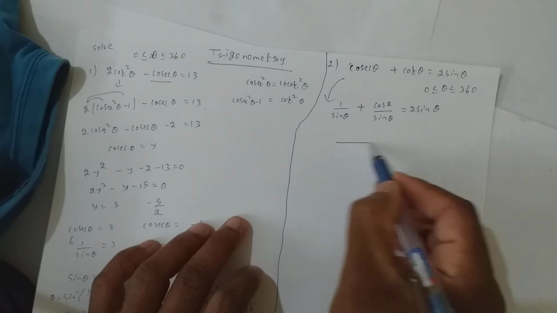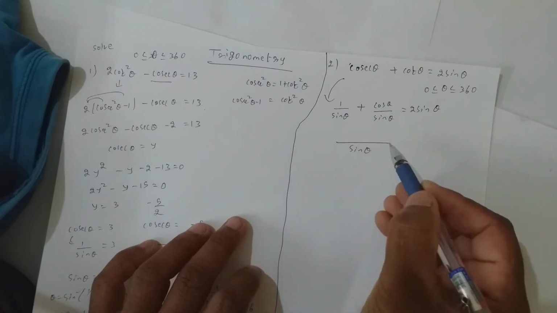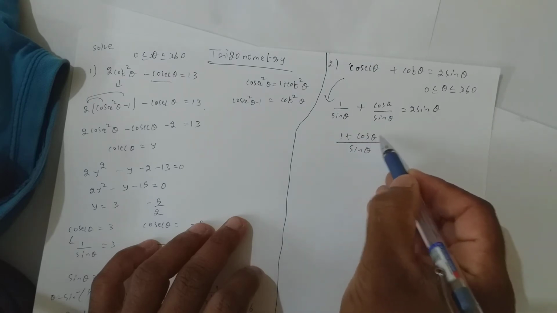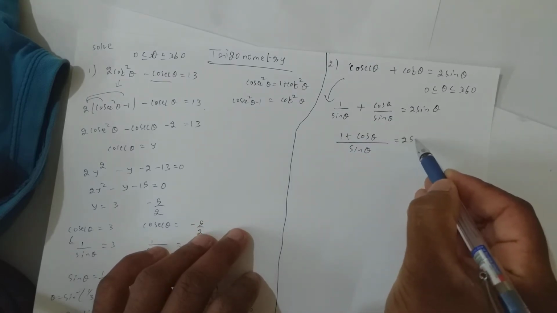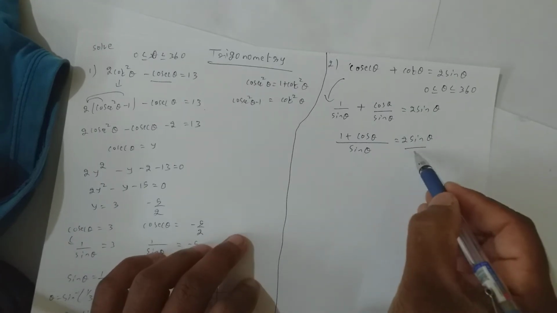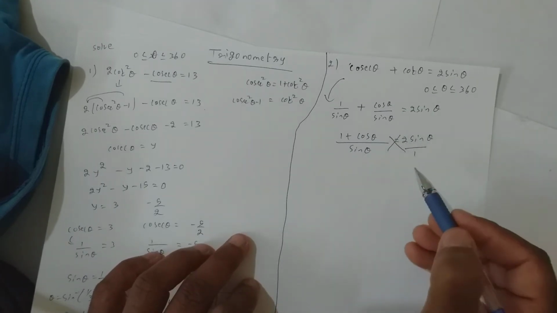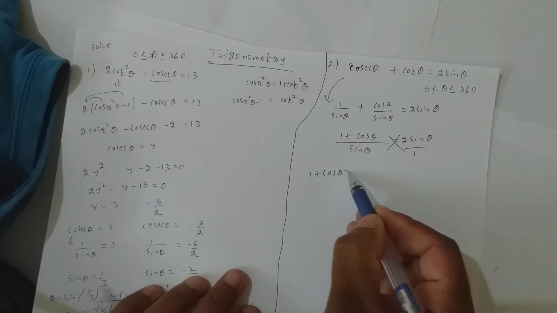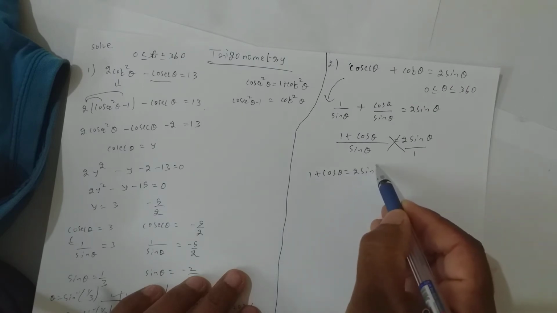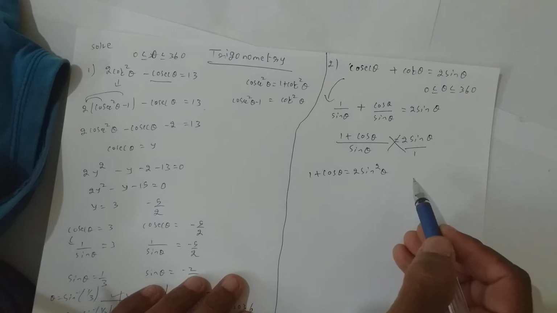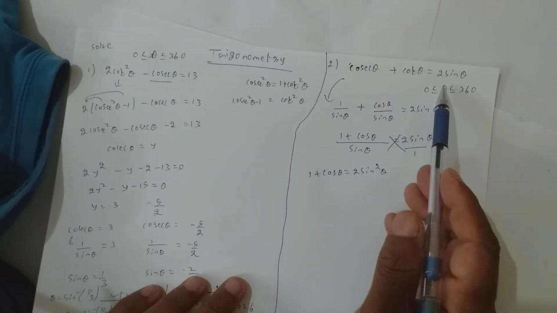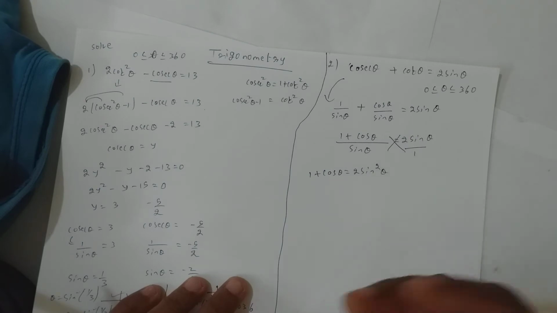Fractions, I take LCM, sin theta. Since both denominators are same, I write the numerator as it is. Next, both sides fractions equal to is there, so cross multiply. So I get 1 plus cos theta equal to 2 sin theta into sin theta is sin square theta. Now earlier there were three different trigonometric ratios. Now it came down to only two. That is sine and cos.